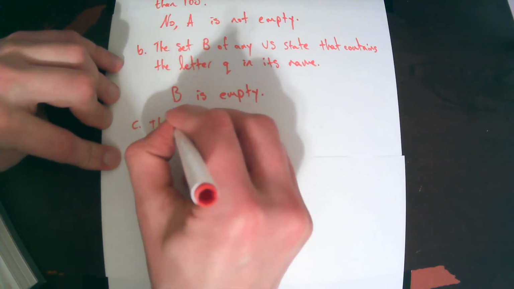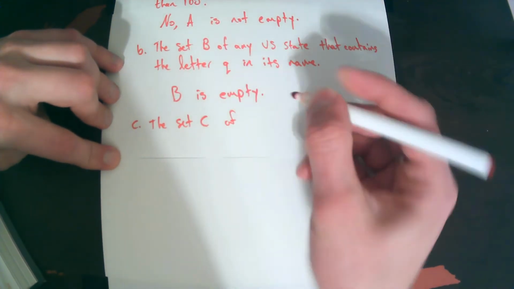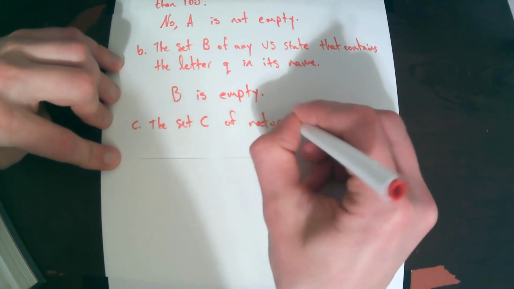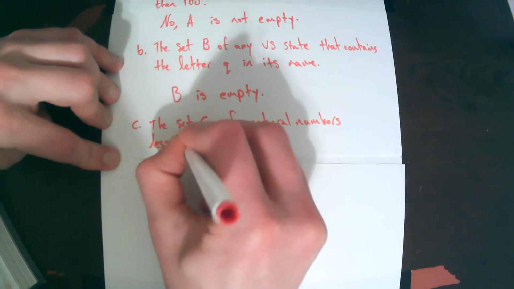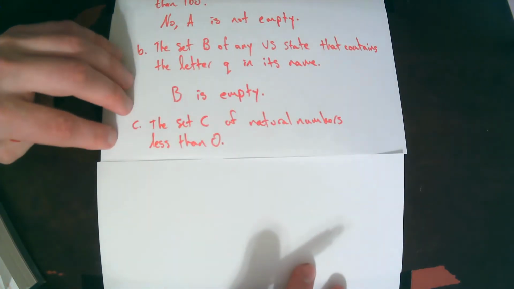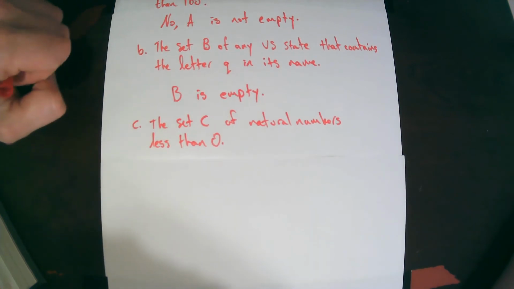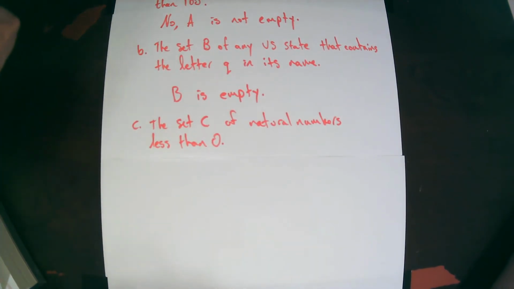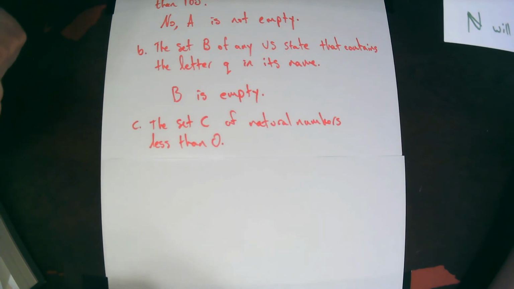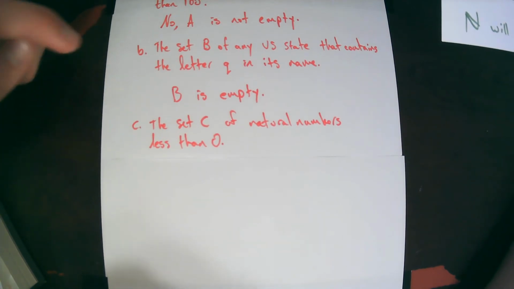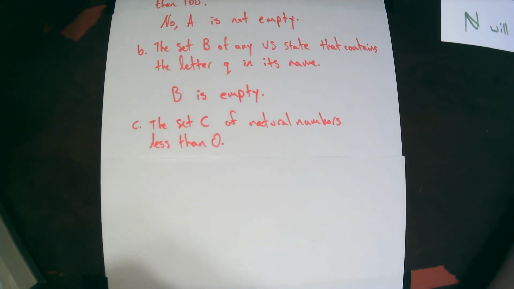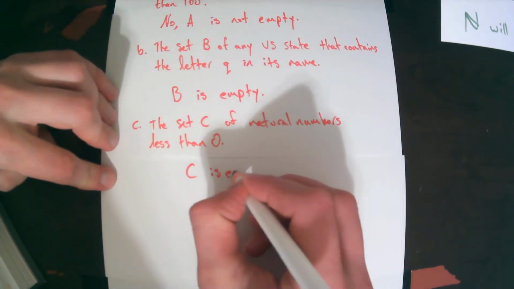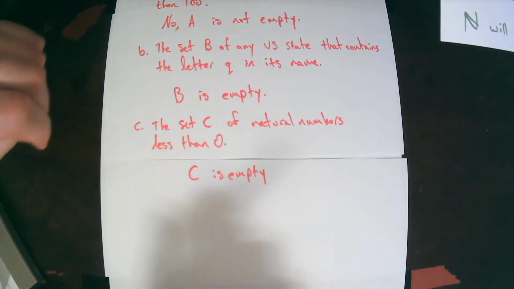Let's say the set, capital C, of natural numbers, I'll keep it simple, less than 0. Think about that. The set C of natural numbers less than 0. So look back at your notes. The natural numbers are the numbers 1, 2, 3, 4, etc. Which of those are less than 0? None of them. So C is empty.